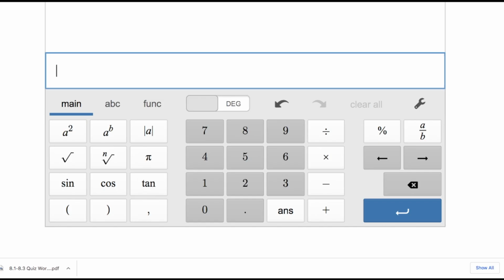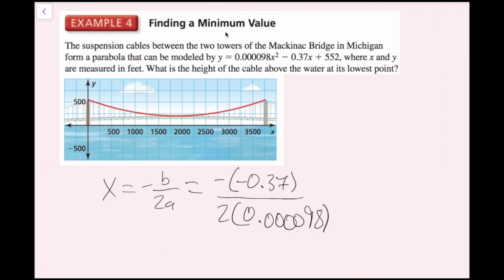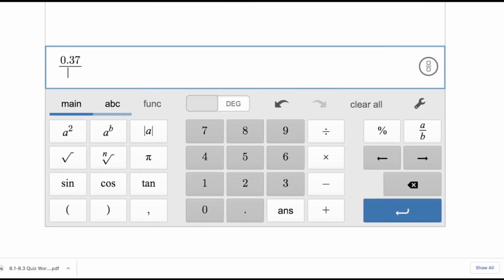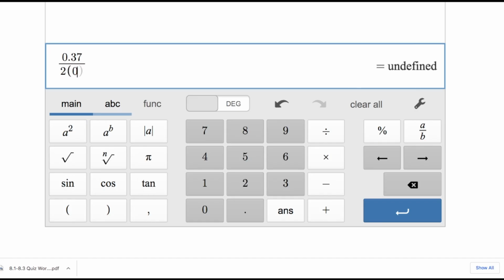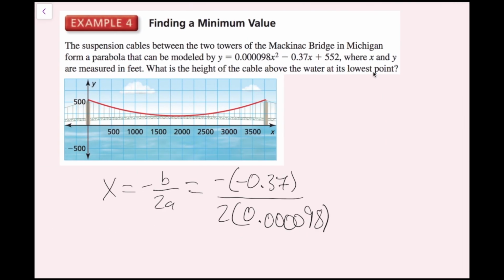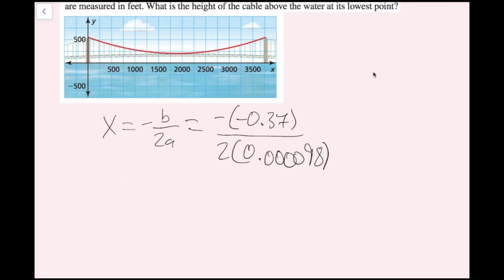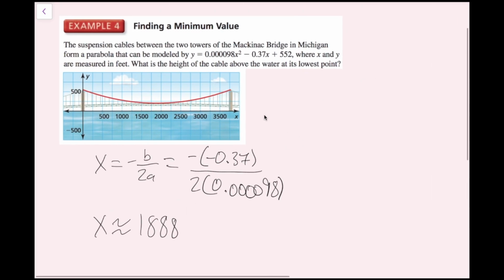So I'm on Desmos Scientific, and then I'm going to plug in 0.37, because if you remember, these negatives cancel, and then over 2 times 0.000098. Okay, and then I get my x value, and I'm going to round this to the nearest whole number, and I get 1,888 about. So I'm going to go back here and rewrite x is about 1,888.